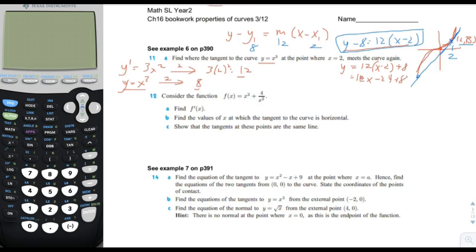So it's going to be 12x minus 16. Okay, something like that. And then we can set these two equal to each other. We can set x cubed equal to 12x minus 16. And then we put x cubed minus 12x plus 16 equals 0.